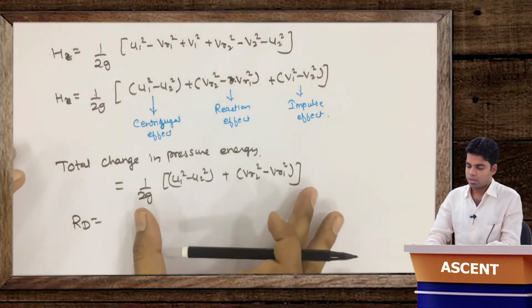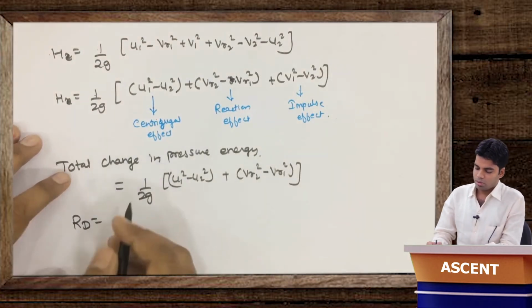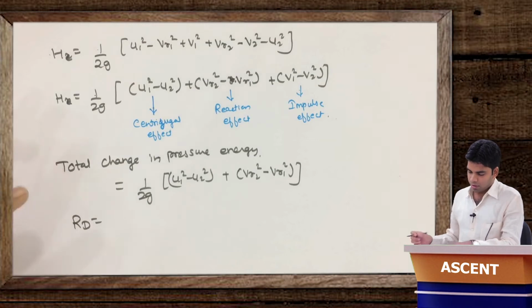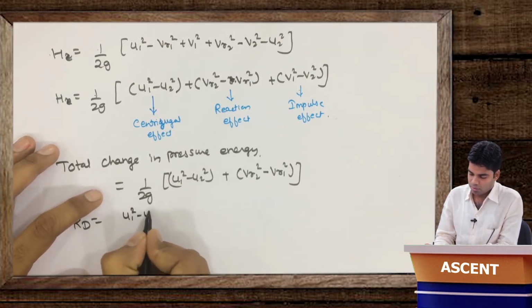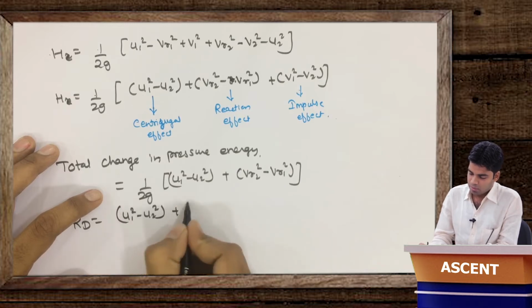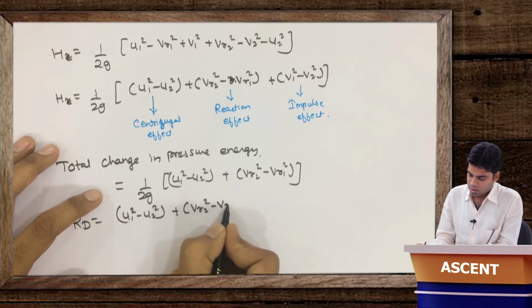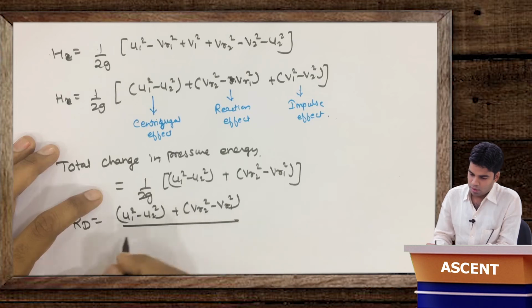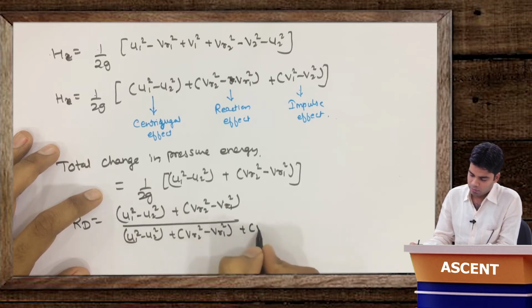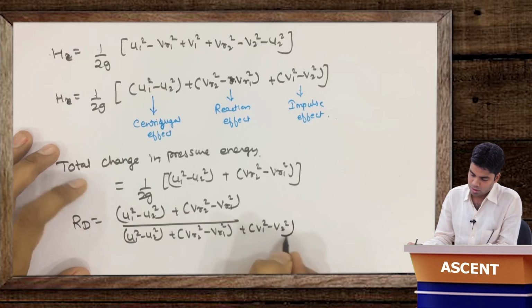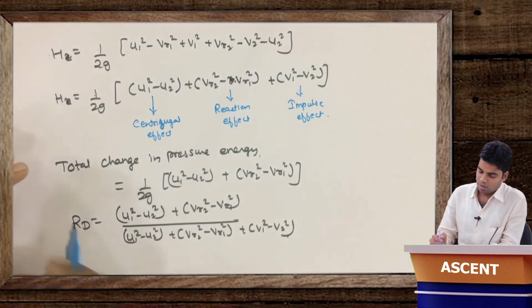Okay, so this is the change in pressure energy inside the runner. So this will be equal to 1 by 2g, and 1 by 2g will be cancelled from both sides. We will get U1 square minus U2 square plus VR2 square minus VR1 square divided by U1 square minus U2 square plus VR2 square minus VR1 square plus V1 square minus V2 square. That's it. So this is nothing but the degree of reaction.